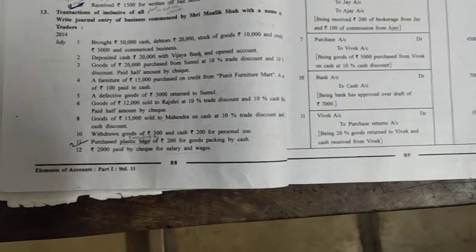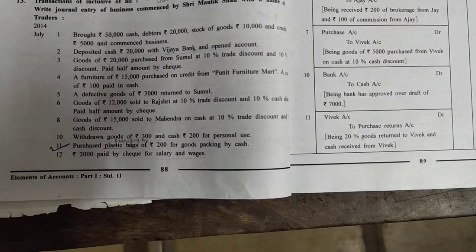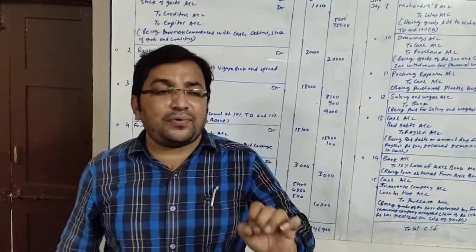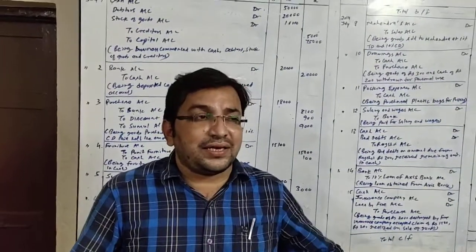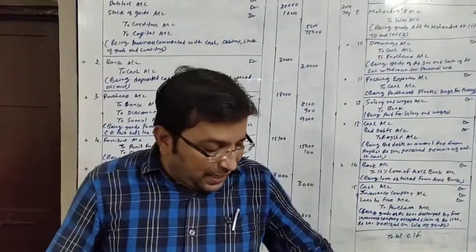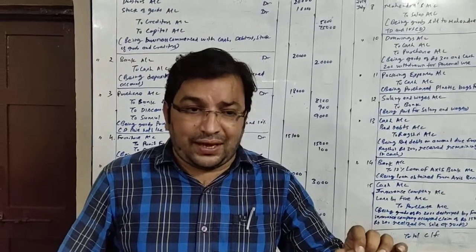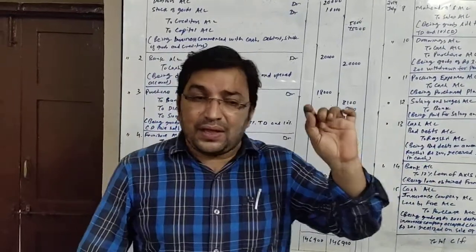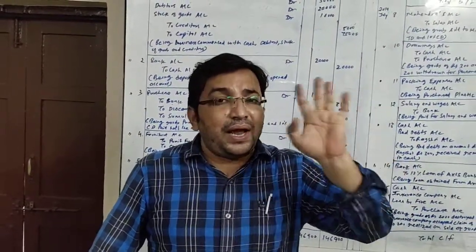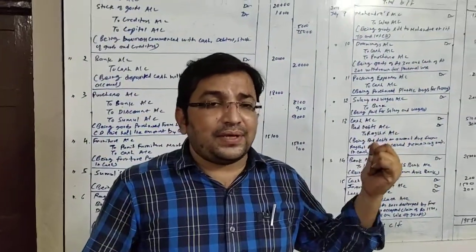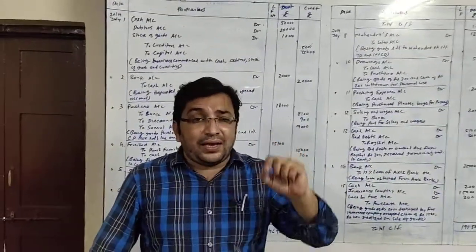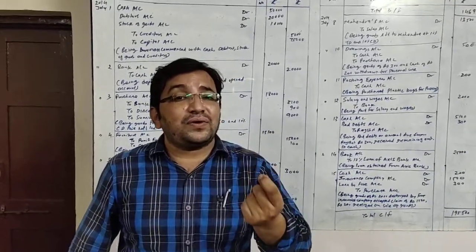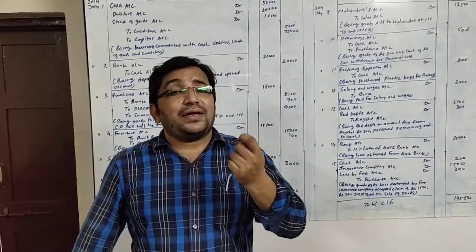Furniture of 15,000 purchased on credit from Puneet Furniture Mart and carriage of rupees 100 paid in cash. Here we will have to understand this transaction like this: the carriage which is paid in cash is for the furniture itself. So here we are buying furniture of 15,000 plus 100. The expense which is paid for carriage will be added to the cost of furniture. Earlier we have done such kind of transaction. Any expense which is paid for any kind of asset is added to the cost of the asset because such expenses are capital expenditure.